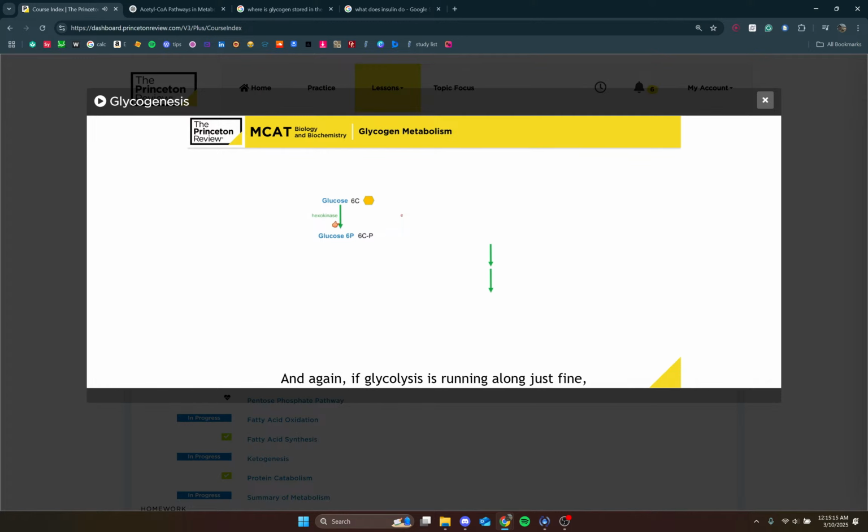And again, if glycolysis is running along just fine, then we don't need to continue proceeding through this pathway. Obviously, the rest of glycolysis is not here on this pathway, but you can imagine it here. So what we're going to do then is take this glucose 6-phosphate and divert it, put it into the glycogenesis pathway. And the first thing we're going to do is to take that 6-phosphate and convert it to a glucose 1-phosphate, shift the position of the phosphate molecule onto the 1 carbon.